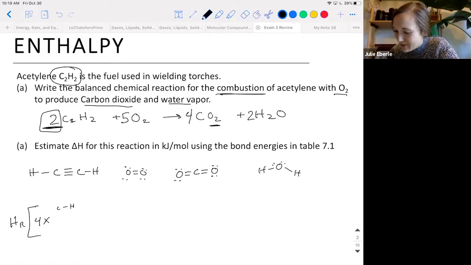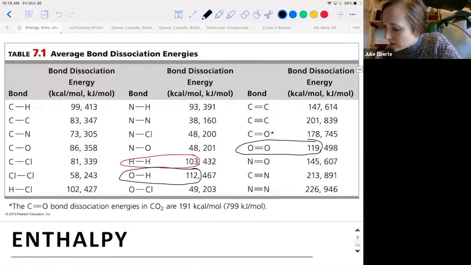So I'm going to do 4 times my number for the carbon-hydrogen single bond. If y'all can't hear me, I'm sorry. I'm going to talk louder. So what is that number? Carbon-hydrogen single bond is right up here, first one, 99 kcal per mole.